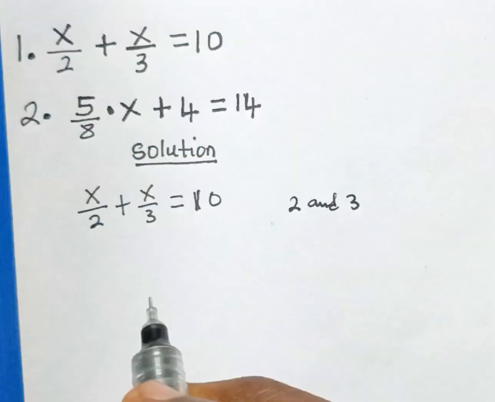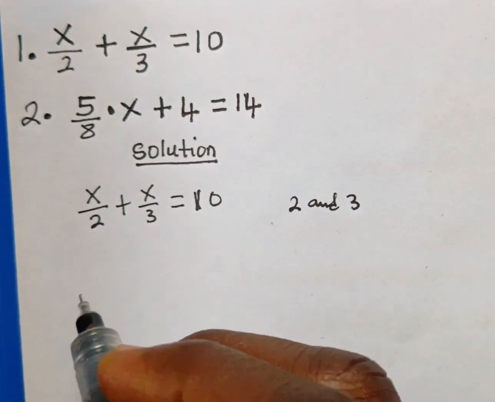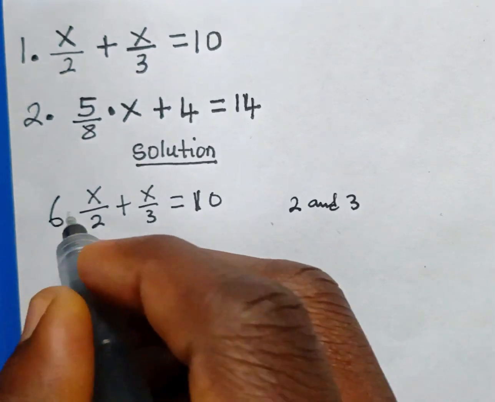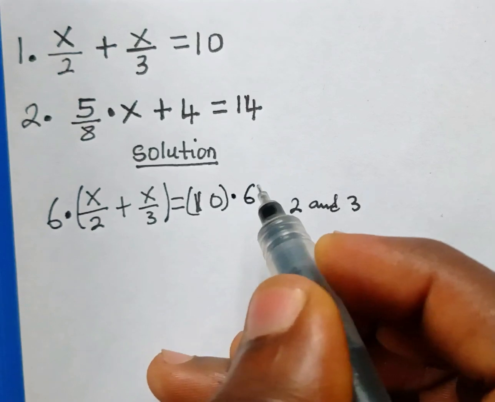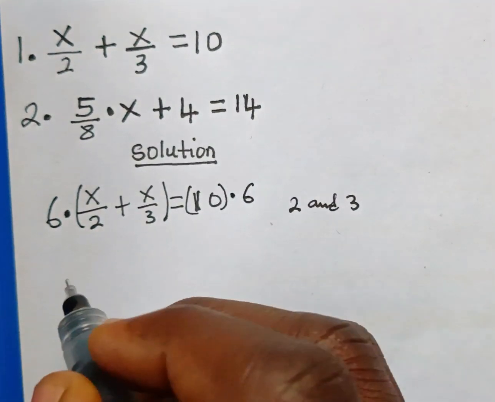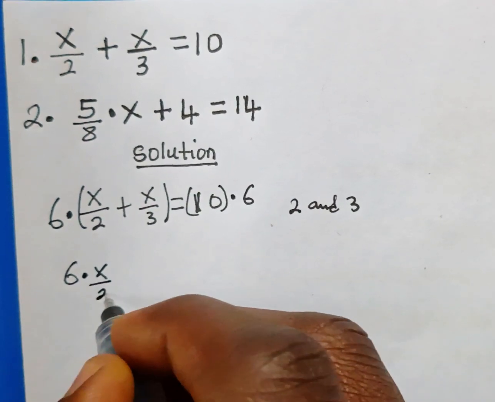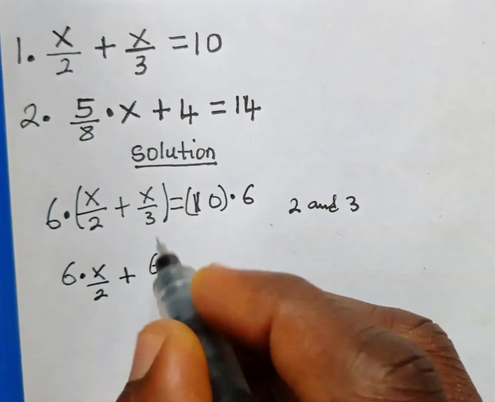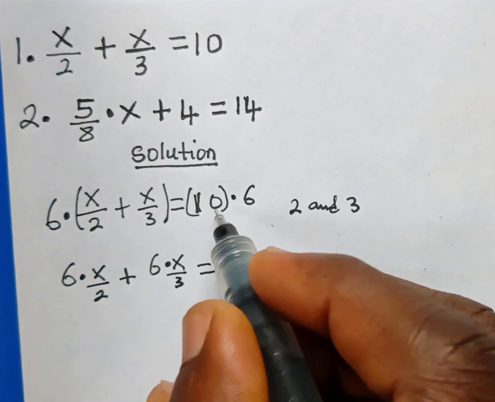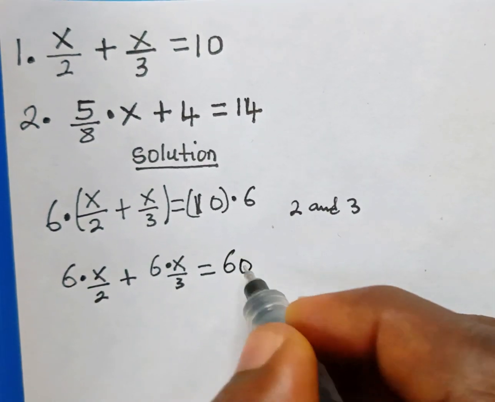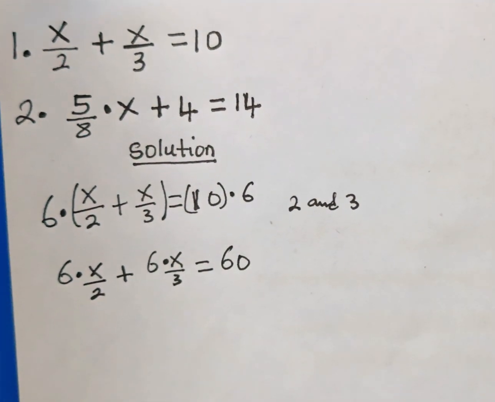So therefore we are going to multiply each term of this equation by the LCM, which is 6. We multiply the left hand side by 6, all in the bracket, and also we multiply the right hand side by 6. So 6 multiplied by x over 2, plus 6 multiplied by x over 3, is equal to 10 multiplied by 6, which is going to give us 60. Now we still have fractions, but for now, it's going to be easy to clear the fractions.